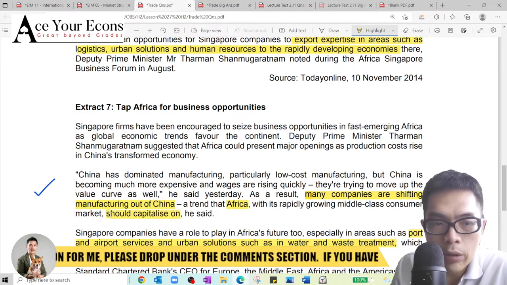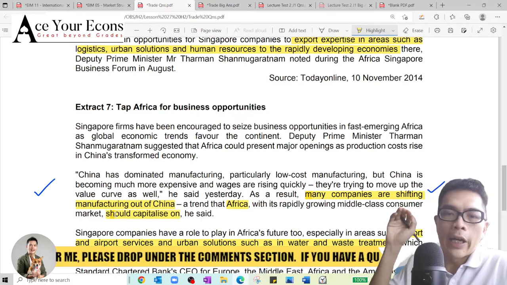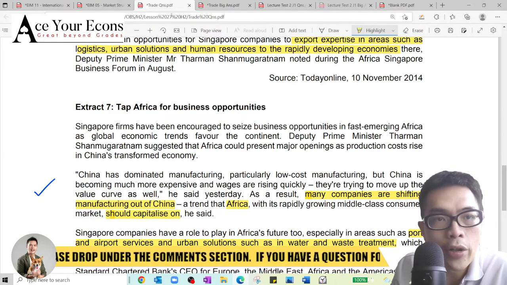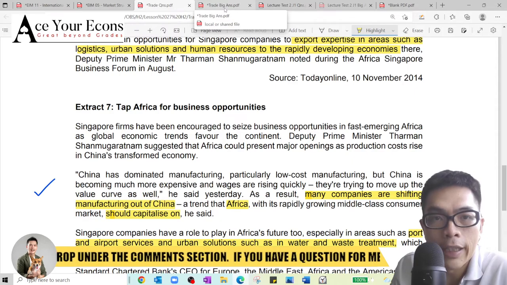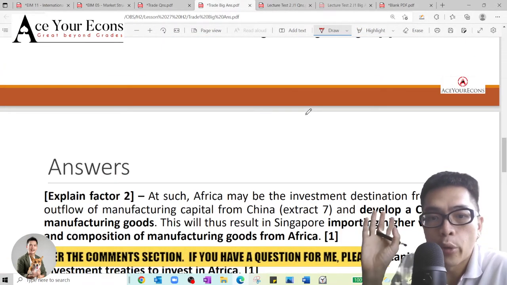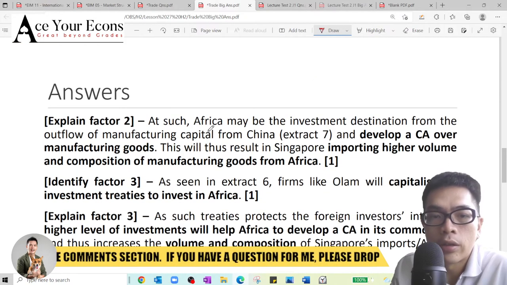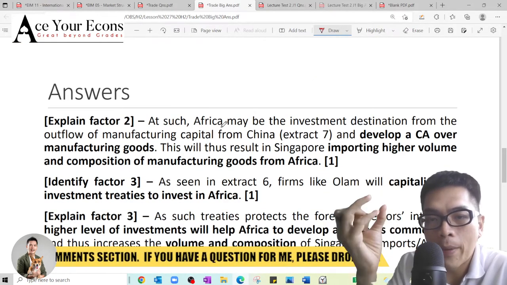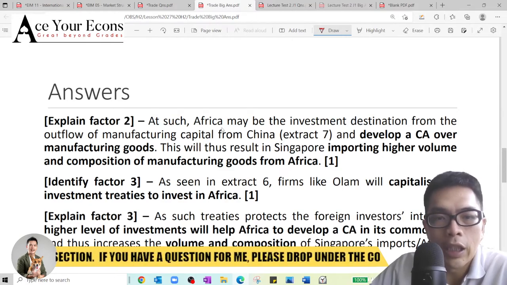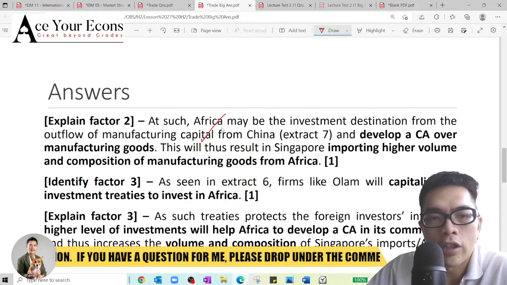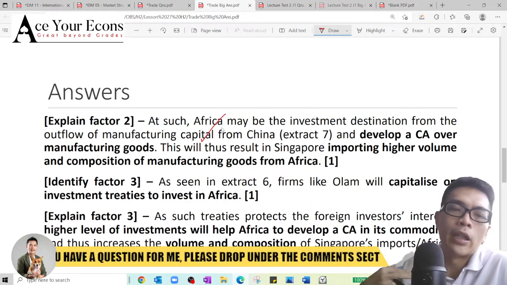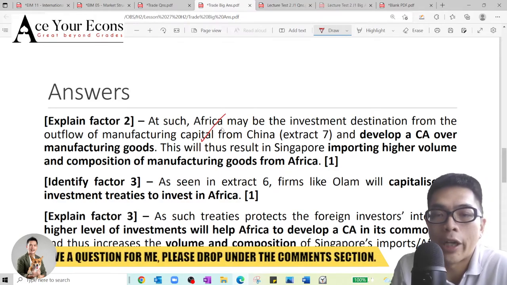So this is the key word. You realize that there is an outflow of manufacturing capital from China to Africa, because it's getting too costly to produce in China. The concept of capitalizing means that Africa may be a more favorable destination to develop manufacturing capabilities. They are able to absorb the manufacturing capital that's flowing out of China.